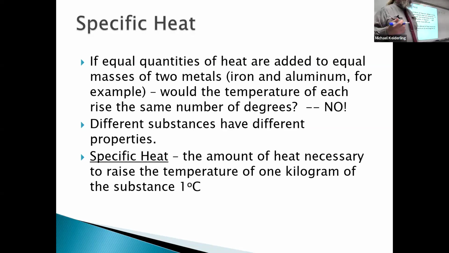So specific heat, that's the amount of heat required to raise the temperature of 1 kilogram of a substance by 1 degree Celsius.